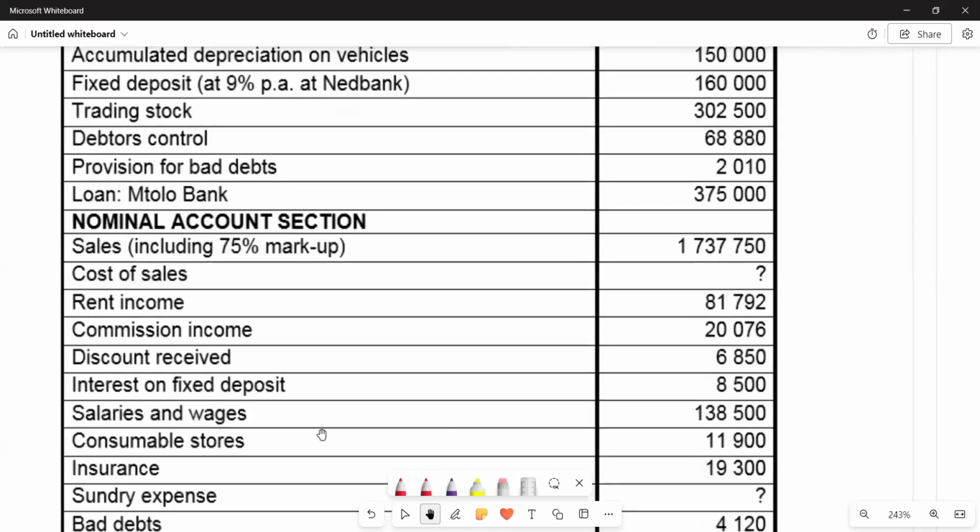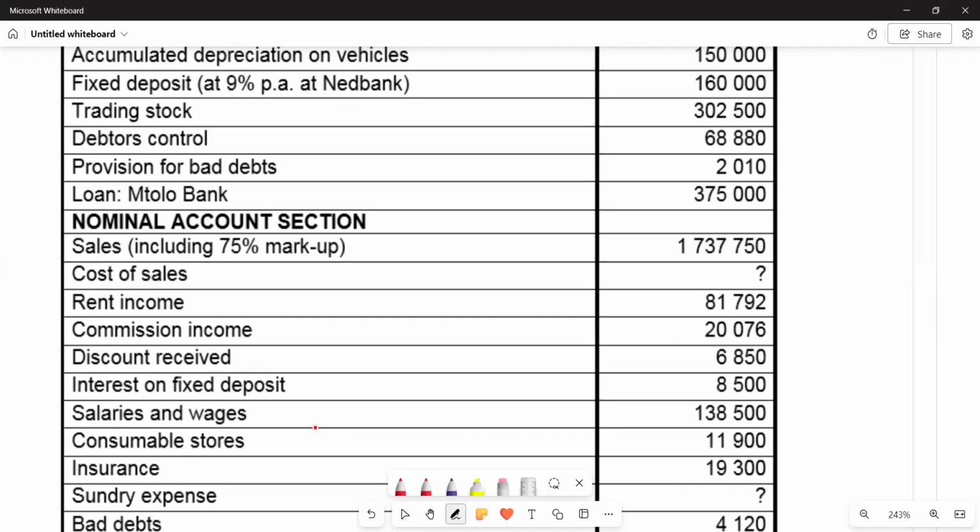So obviously on the nominal account section, we've got our sales, which is represented as 1,737,750. But in brackets, they're saying including 75% markup. So what does it mean? It means the markup is inside the 1,737,750, which is no problem. Remember, when we say our cost price plus our markup, we get our selling price. So markup has to be inside our sales figure. So the markup is going to assist us in finding the figure for cost of sales.